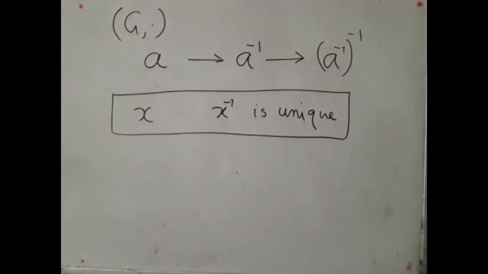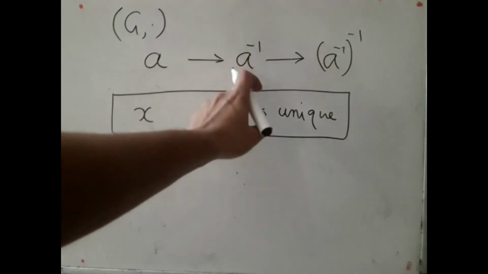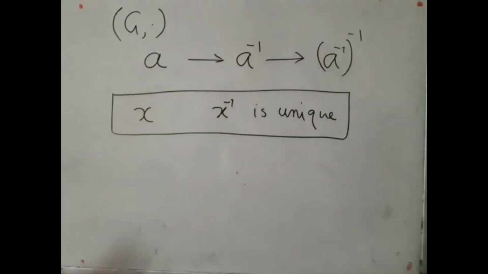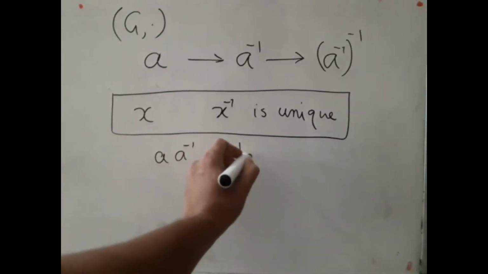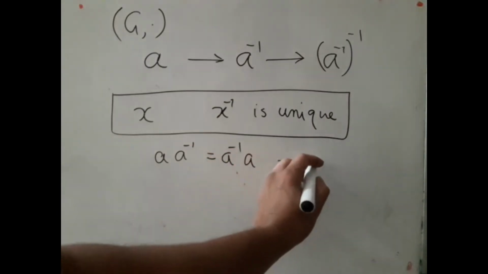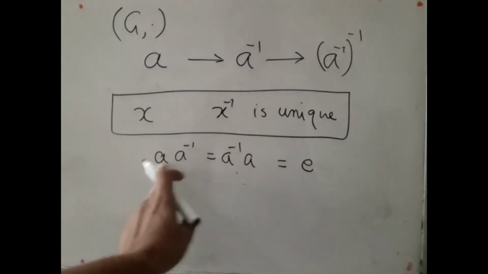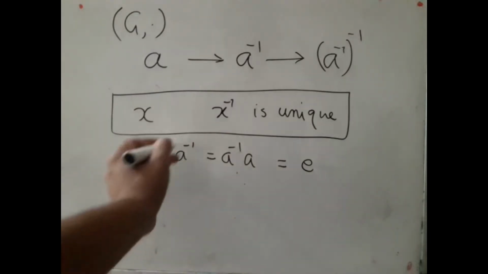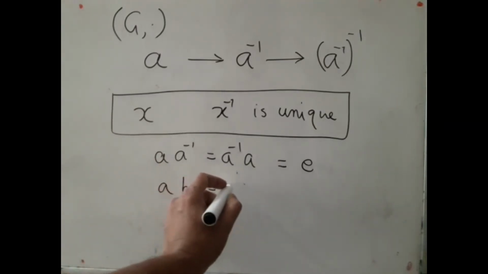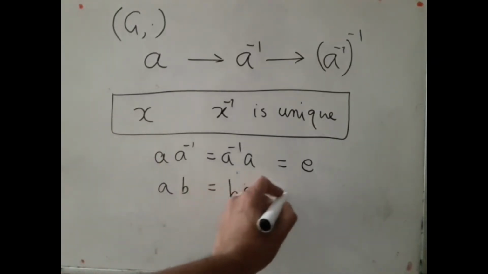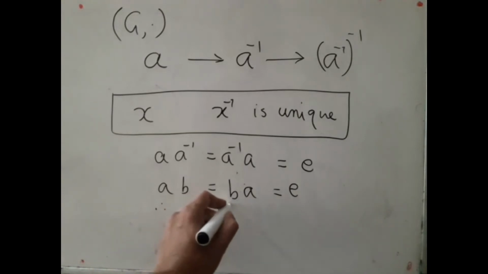Now I can prove this quite easily. I know that A times A inverse is of course identity. A inverse A is also identity. So from this I can see that A itself qualifies to be inverse of A inverse. So if I call A inverse B, then I get AB equal to BA equal to identity, and therefore I can say that A is B inverse.